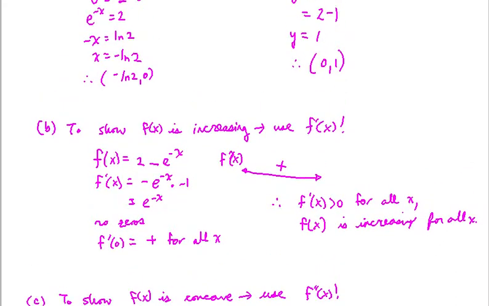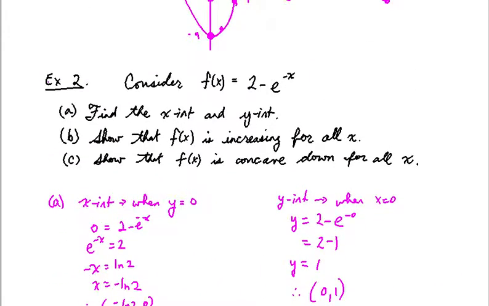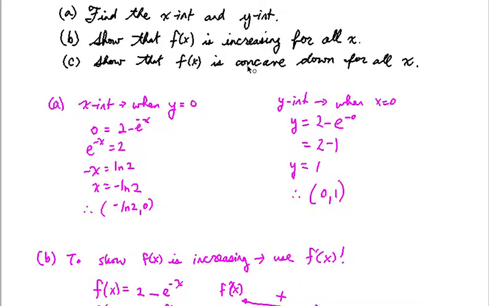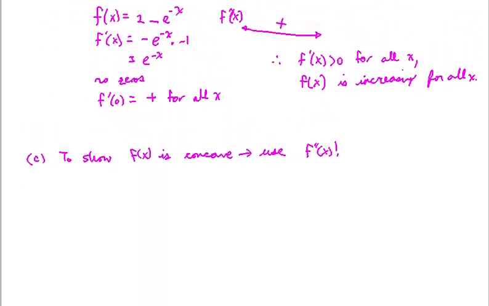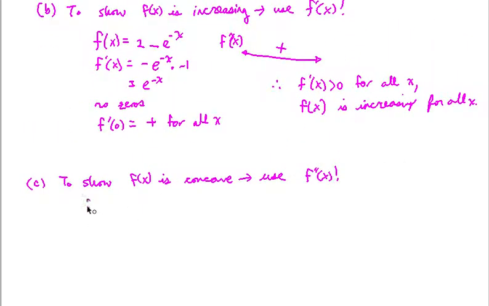Let's try the second part. What was the second half? It says show that f of x is concave down. So you can see where this is going. If I need to show it's concave down, I'm going to use my second derivative. And with my second derivative, I'm going to create a sign diagram, and to show that it's concave down, this entire interval should be negative, right? So let's find f double prime of x.